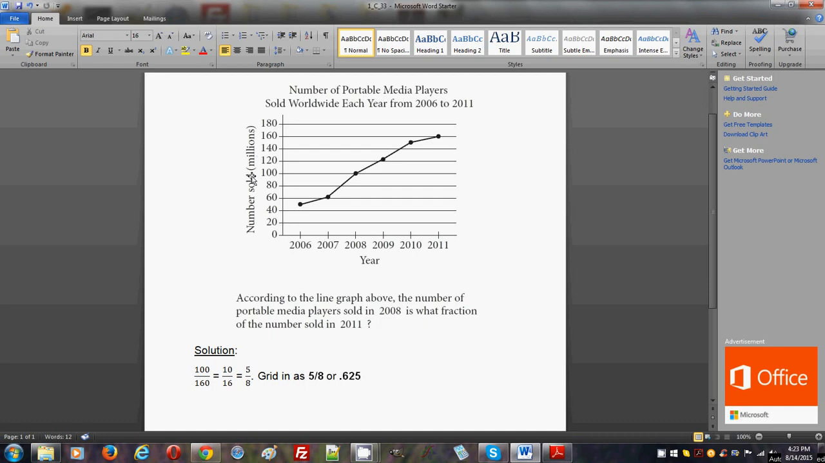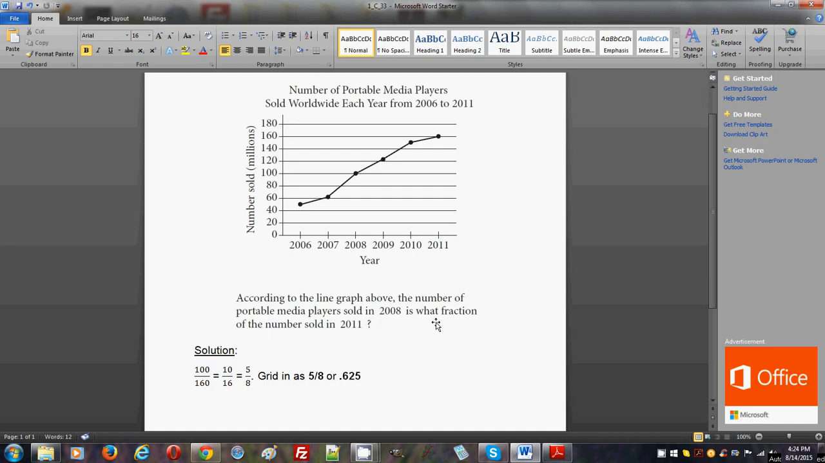Okay? So it asks you, according to the line graph above, the number of portable media players sold in 2008 is what fraction of the number sold in 2011? Right? So a fraction can be any fraction. It can be an improper fraction in which the numerator is greater than the denominator, or a proper fraction where the numerator is less than the denominator, right?